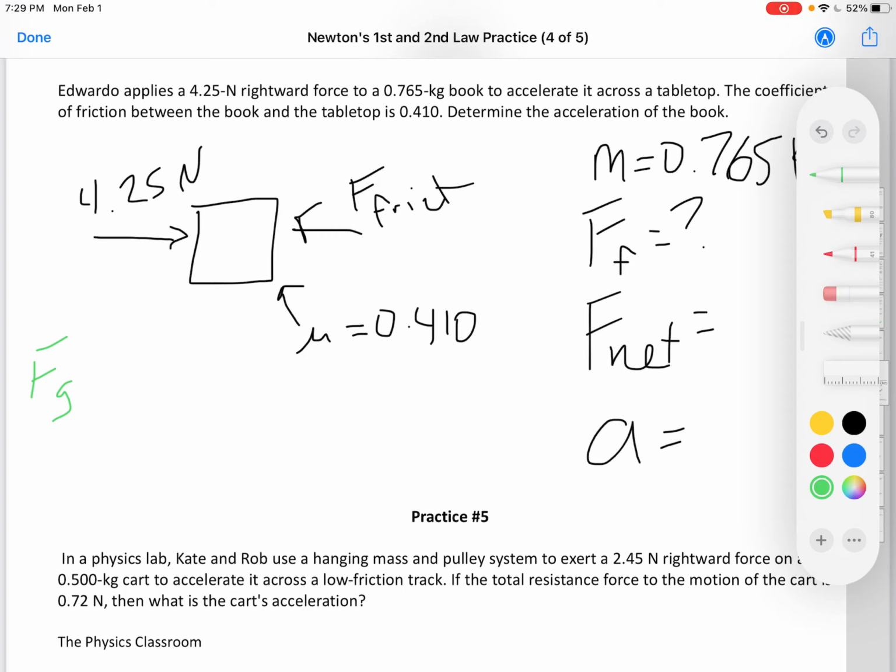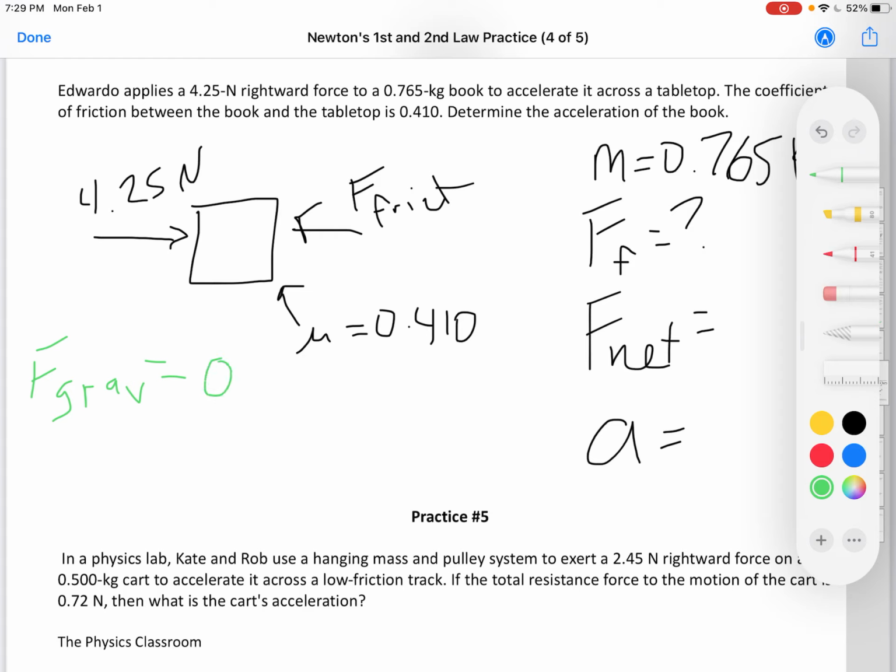So we actually have to look for force of gravity first, then force of friction, then net force. Woo-wee, that's a lot of steps, isn't it? It's okay. This is a piece of cake compared to some of the stuff that I might do in the future.